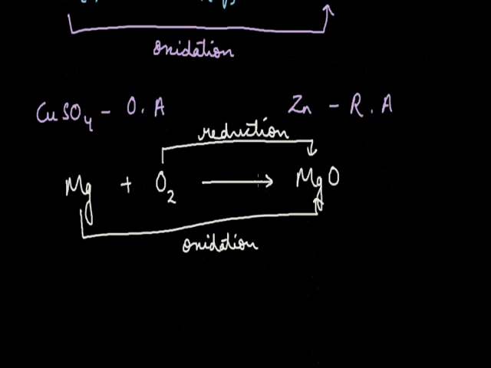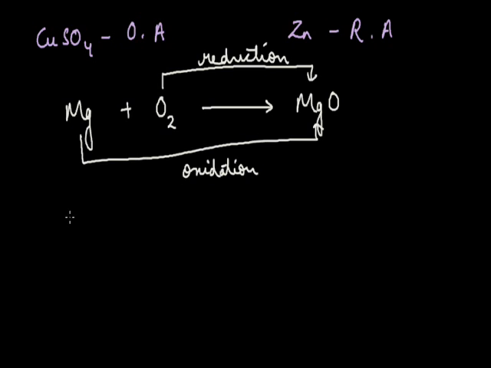Similarly, who will be the oxidizing and reducing agents in this? Magnesium is causing the reduction of oxygen. So magnesium will be the reducing agent, and oxygen will be the oxidizing agent. So here we have completed our oxidation reduction reaction, that is the redox reaction.